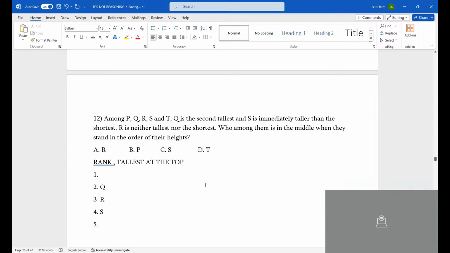So who among them is in the middle when they stand in the order of the heights? Definitely it is R, right? You don't even need to know who's the tallest and who's the shortest. I can definitely say the middle person is R here. So there you go. Move on to the next question.